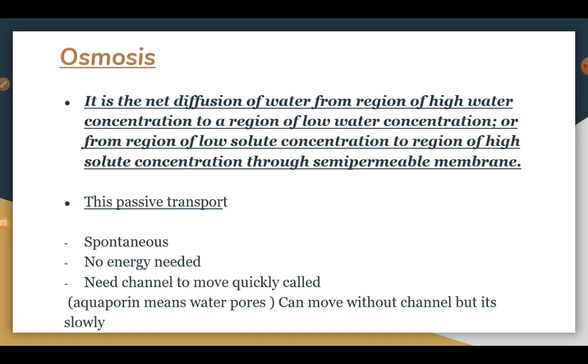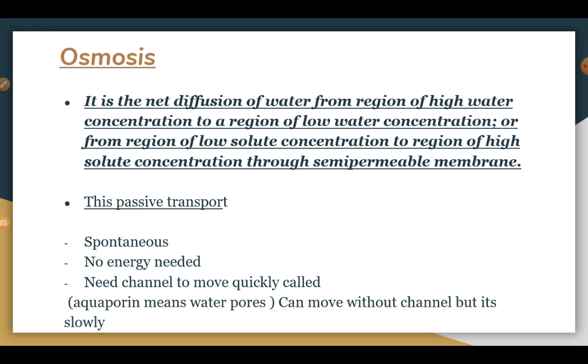Today's lecture is osmosis. Osmosis is the net diffusion of water from a region of high water concentration to a region of low water concentration, or from a region of low solute concentration to a region of high solute concentration, through a semi-permeable membrane. This is a passive transport, which means spontaneous, no energy needed, but it needs a channel to move quickly. This channel is called aquapore. Aqua means water, pores means pores. Water can move without a channel, but slowly.